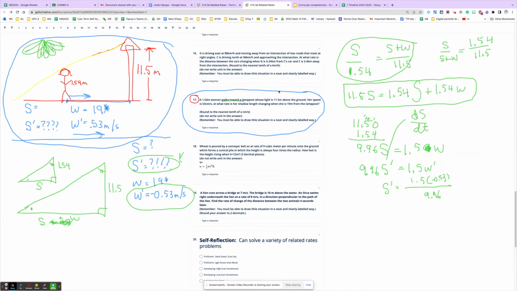And once you're in formulas, this is a skill that was practiced multiple times in your past. So it's not a new skill, but it might be one you need to brush up on. And then we just walk through it and solve. And so there you go. That's number 17 on Goformative.